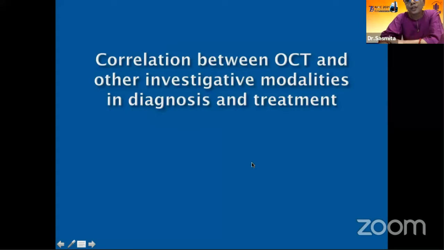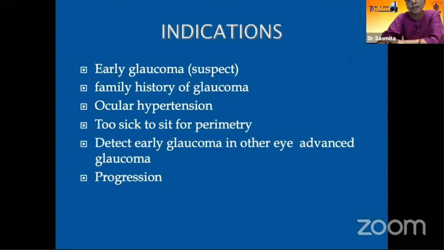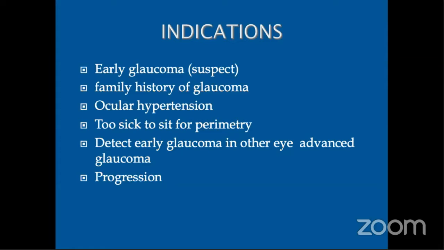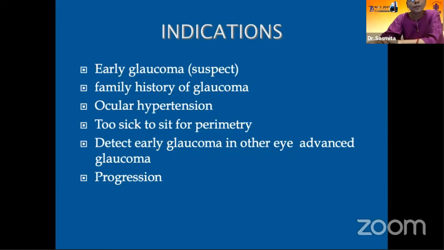So coming to the correlation between the OCT and other investigative modalities in diagnosis and treatment, first the indications: where do we need OCT in glaucoma? Basically in early glaucoma, suspect cases, family history of glaucoma, ocular hypertensives, if the patient is too sick to sit for a long period, to detect early glaucoma in the other eye, advanced glaucomas, and progression.